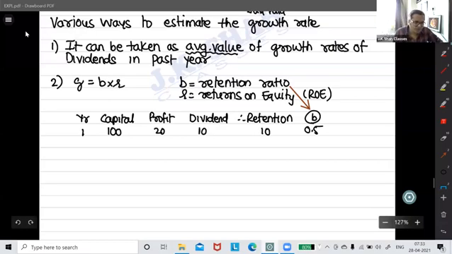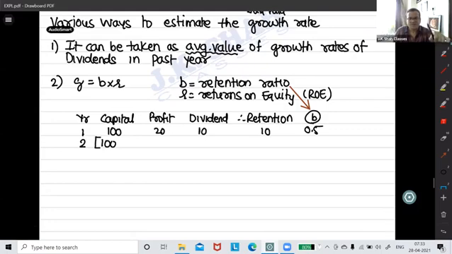Now, in year 2, what will happen? In year 2, 100 is the capital, no doubt about it. But you know what investors are going to say? Investors are going to say, see, we invested 100, no doubt. But the profits also belong to us now. You're not giving our 10 rupees. You're reinvesting that 10 rupees in the business.